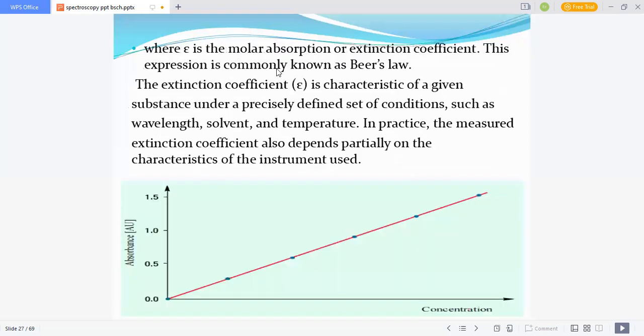Where epsilon is the molar absorption or extinction coefficient, this expression is commonly known as Beer's law. The extinction coefficient epsilon is specific to a given substance under the previously defined set of conditions such as wavelength, solvent, and temperature. In practice, the measured extinction coefficient also depends partially on the specifics of the instrument used.